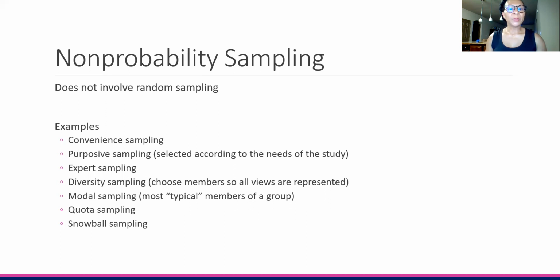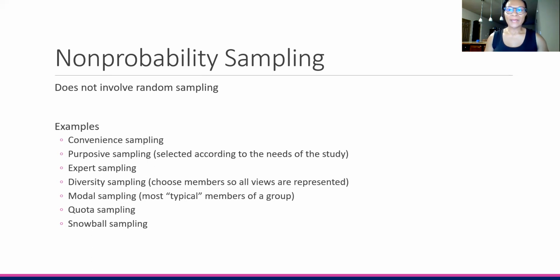There's also purposeful sampling, and this is where the researcher will select a group of individuals based upon the needs of the study. So if you are studying individuals who have depression, then you would intentionally or purposefully choose individuals with depression to participate in your study. There's also expert sampling, where individuals who have been deemed and identified as experts in a particular area will be selected for a study. There's diversity sampling, where the researcher may choose members from each group in which he or she is interested so that all views will be represented.